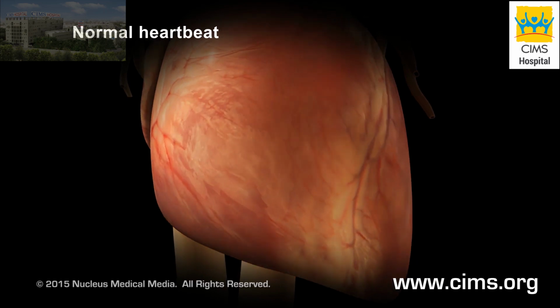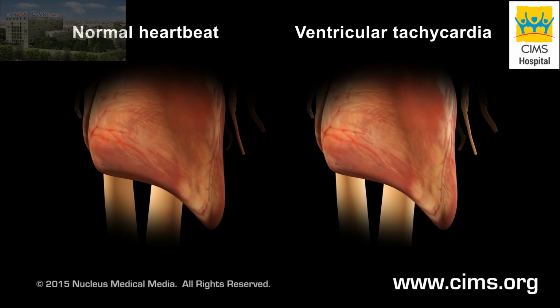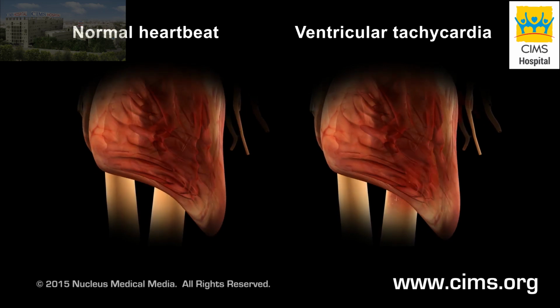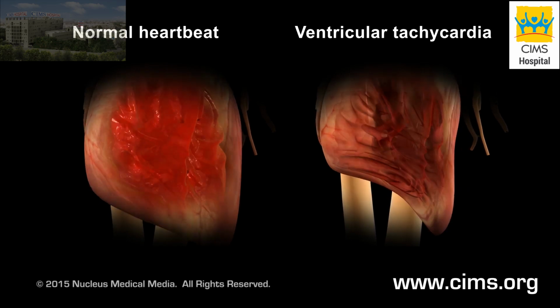Tachycardia may also happen in the ventricles with rapid and regular contractions. The body may not receive enough blood because the ventricles contract before completely filling with blood.